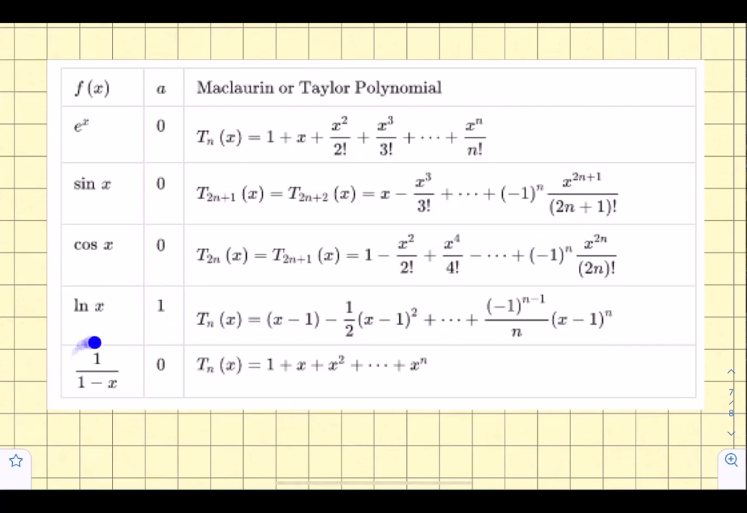But these are definitely ones that you should commit to memory. And here they're writing them out in their expanded form, but notice you could also write them in their sigma form, and you should be comfortable working with both.